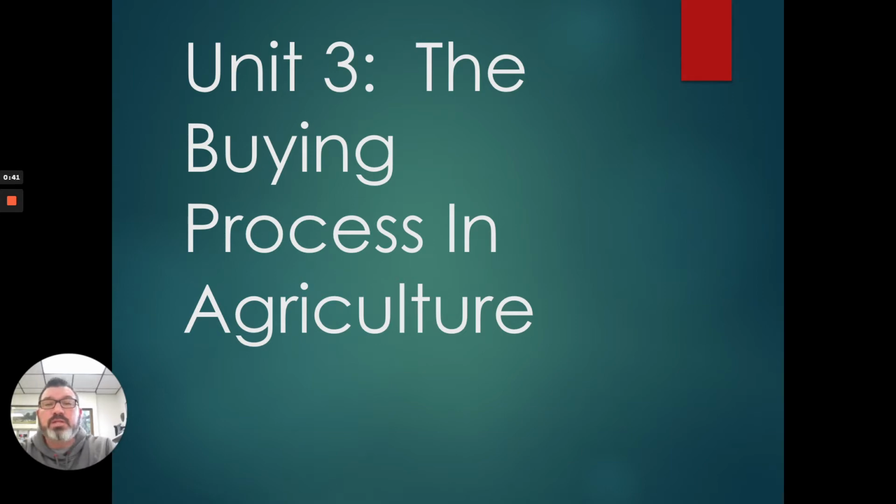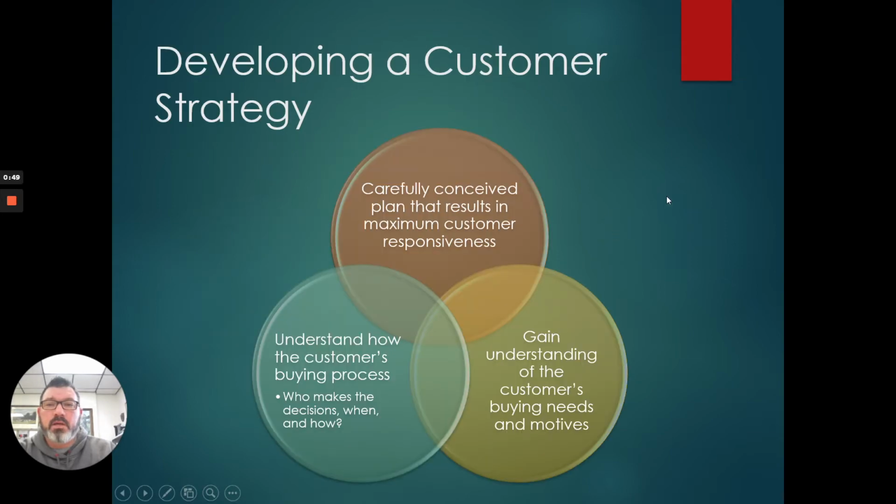There'll be a 2-segment section here, so I can break this up into smaller chunks in Unit 3. So first things first, we need to develop a customer strategy. I've got some interlocking circles here, and I'll be utilizing more diagrams through these few sections. First, you have to have a really carefully conceived plan that results in maximum customer responsiveness.